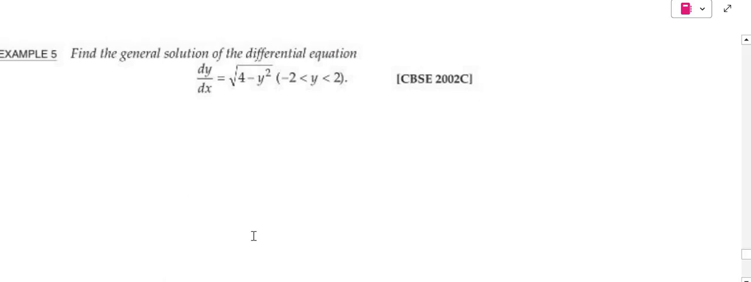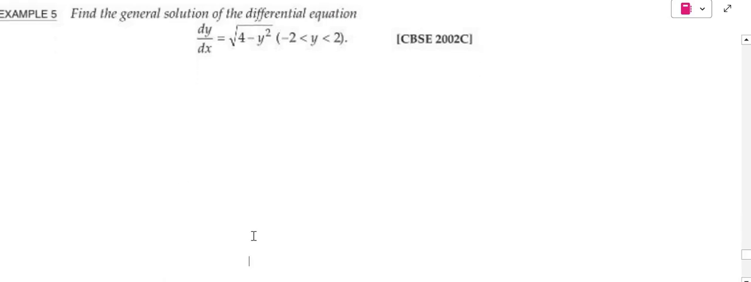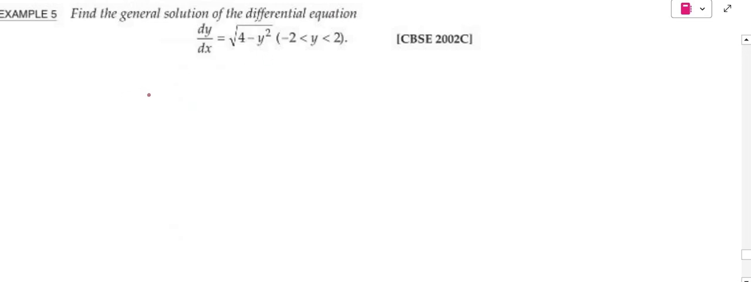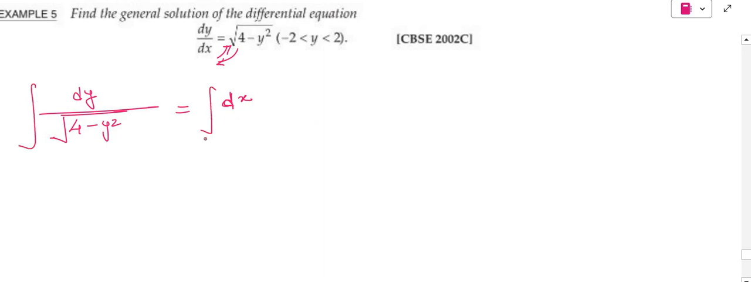Next question देखिए. This is question number 5. देखिए इसमें only y terms are there and we are using variable separable. So can I write dy by under root of 4 minus y square this side and dx this side? Correct? तो dy हमारा left में हो गया और dx right में. There are no other terms. ठीक है, तो I am ready to integrate, to solve it.